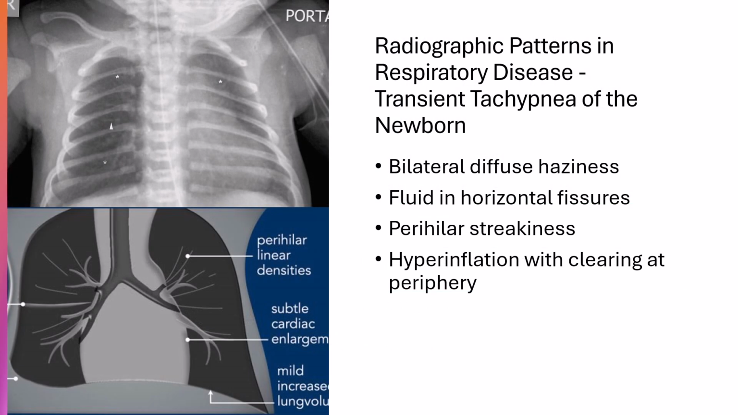Transient tachypnea of the newborn has distinct radiographic features that differ from RDS. You'll see bilateral diffuse haziness with fluid in the horizontal fissures. Perihilar streakiness is common, along with hyperinflation that's more prominent at the periphery. Unlike RDS, the haziness in TTN clears from the periphery inward.